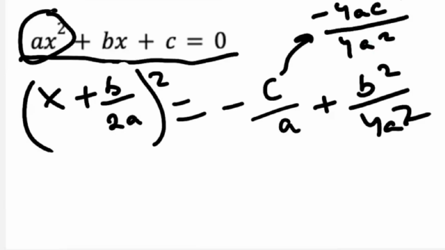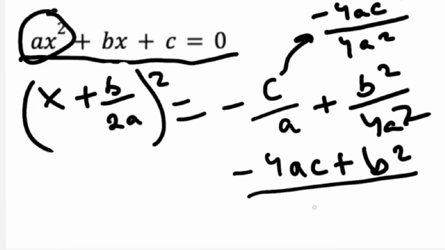So how are we going to do this? Well, we're just going to literally do it. Sorry about that. Let me rewrite it. So we're going to have negative 4ac plus b squared over 4a squared. Now, what we want to do is we want to square root this side to get rid of the square because we were solving for x. We're going to be doing that right now.